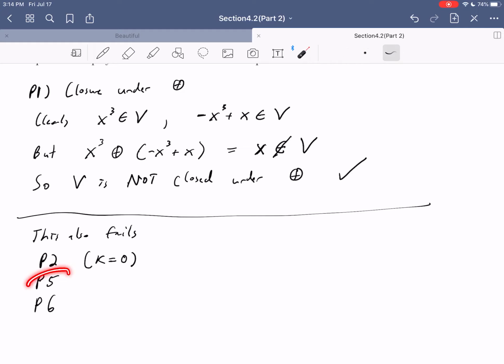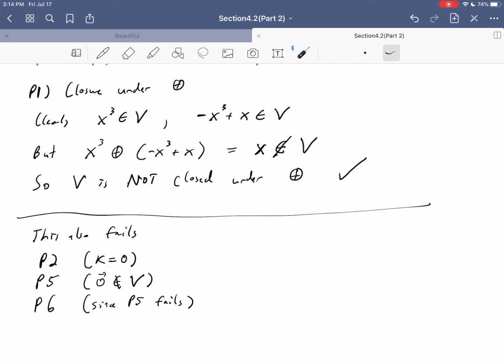Also, similarly, P5 is the one about the 0 vector, right? In this case, the 0 vector is not an element of V, because the 0 vector for polynomials is the 0 polynomial, but that's not degree 3, so that's not going to be in there. And of course, if there isn't a 0 vector, well, then this guy doesn't really work either, since P5 fails. So, all of these will also fail.